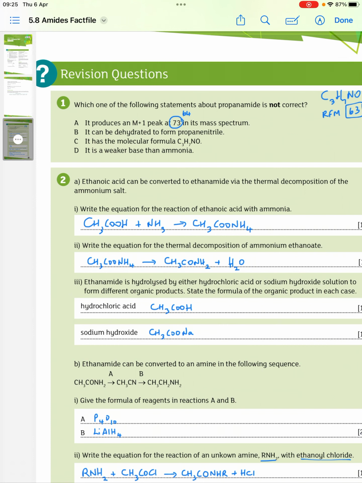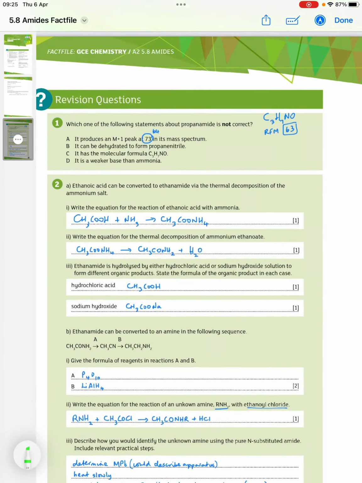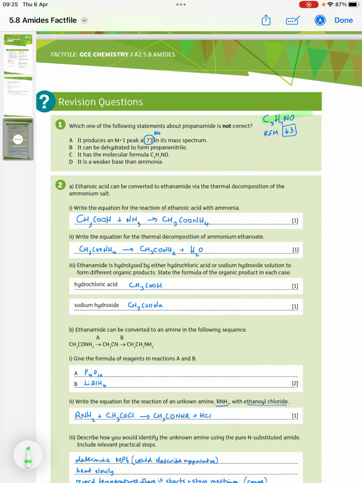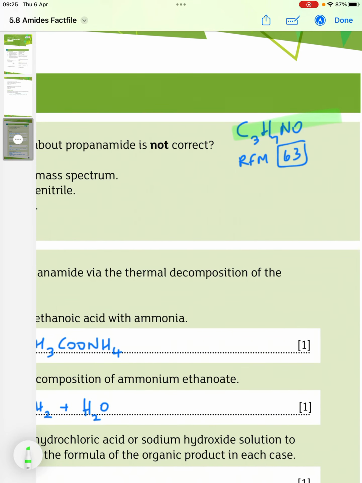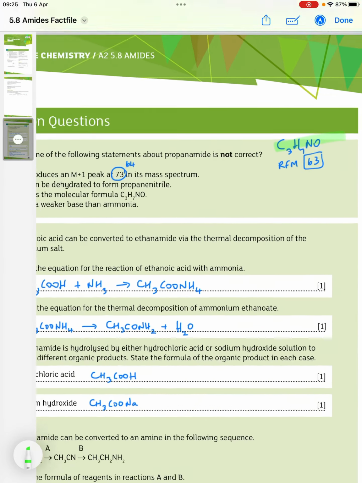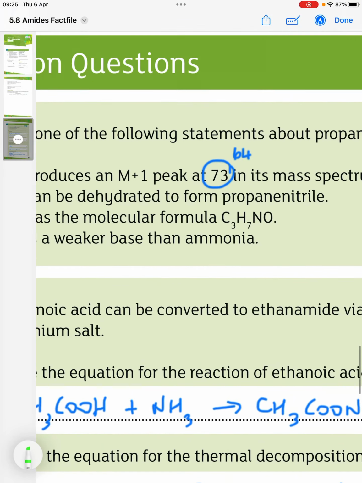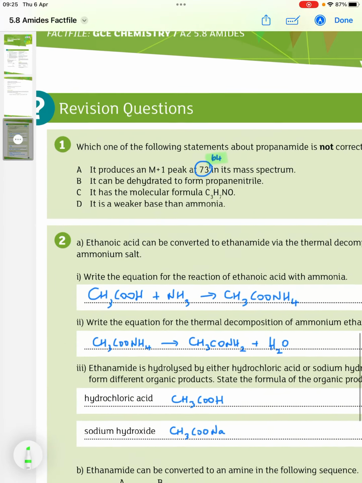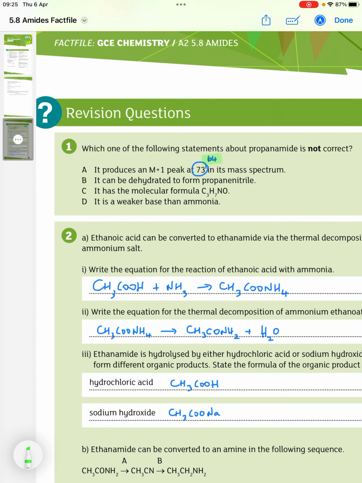So we've got the statements here. It produces an M+1 peak at 73. And immediately I can tell you that that is the wrong one, because when you work out the formula mass of this, C3H7NO, it comes in at 63. So its M+1 peak would be 64. So that one is incorrect. So it has to be A. The others are of course correct.